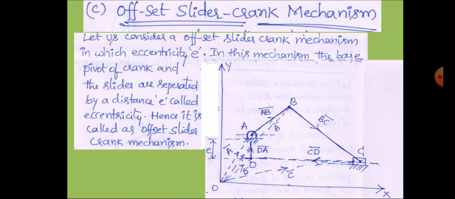So the slider and the base pivot point A are not on the same line. They are separated by a distance called eccentricity E. Hence this is called an offset slider mechanism. In an inline slider mechanism, slider C and point A of the crank AB both will be on the same line. Then it is called inline.